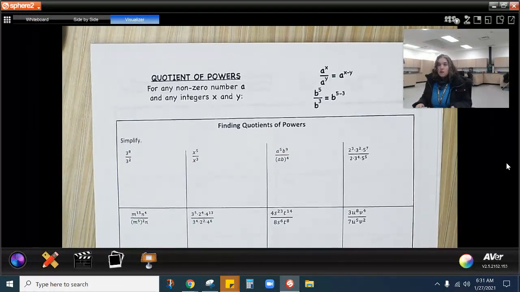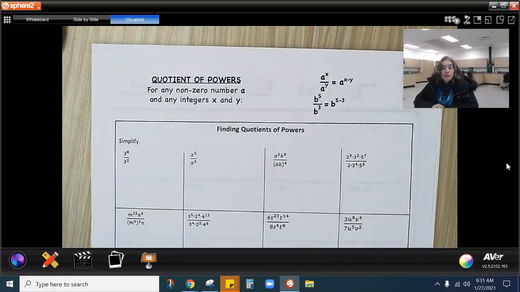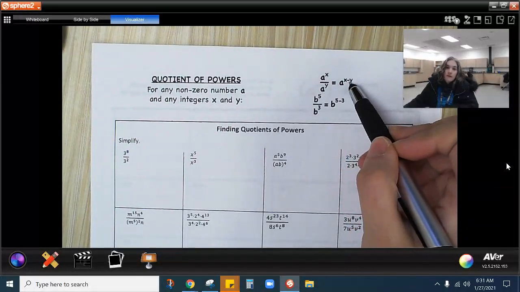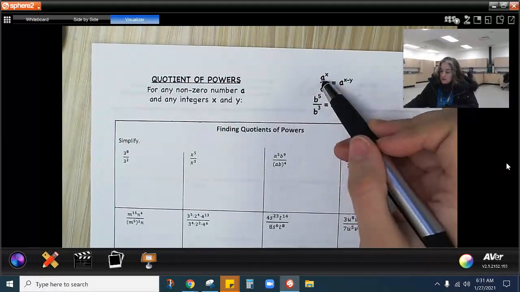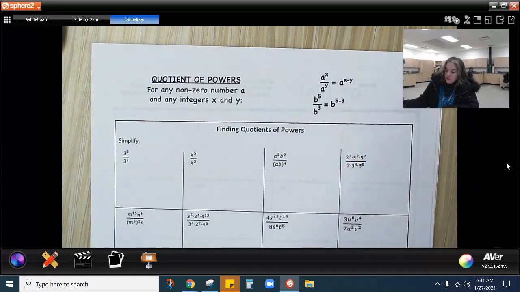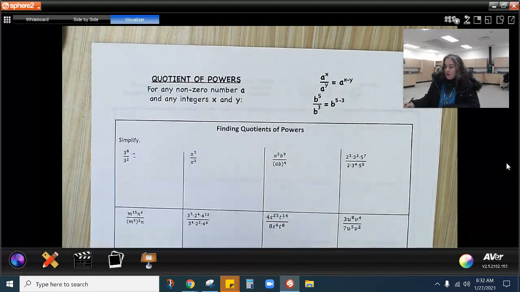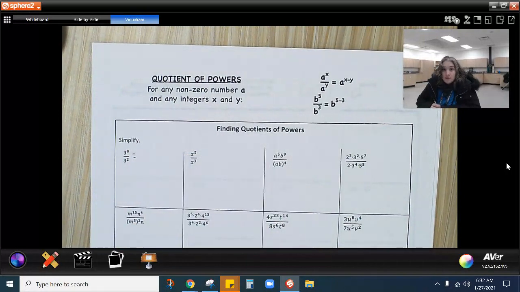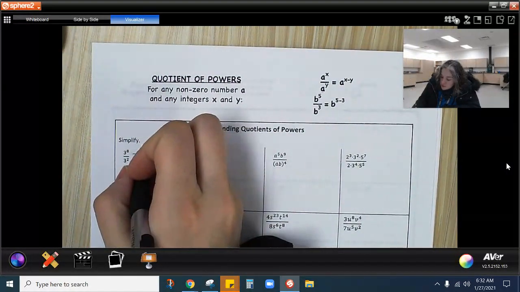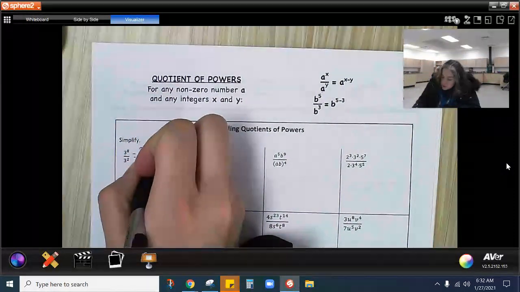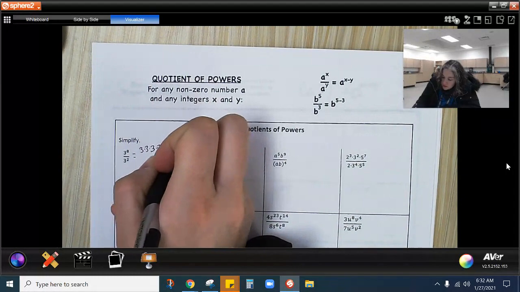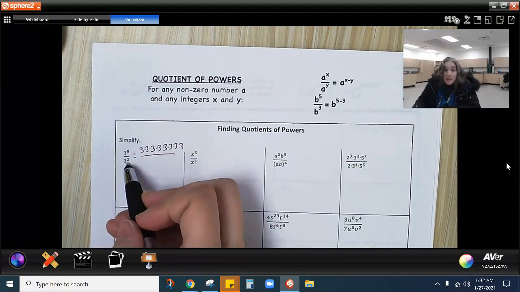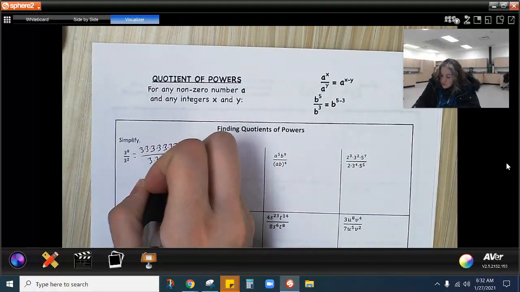The next rule we're going to learn about today is called the quotient rule. All right. So when we have the same base, we can subtract the exponents. Here's what that means, and why we can do that, really. So for this guy right here, I'm going to write it out long ways so you can see what I mean. So 3 to the 8th is really 3 times 3 times 3 times 3 times 3 times 3 times 3 times 3. And then it's being divided by 3 squared, right?